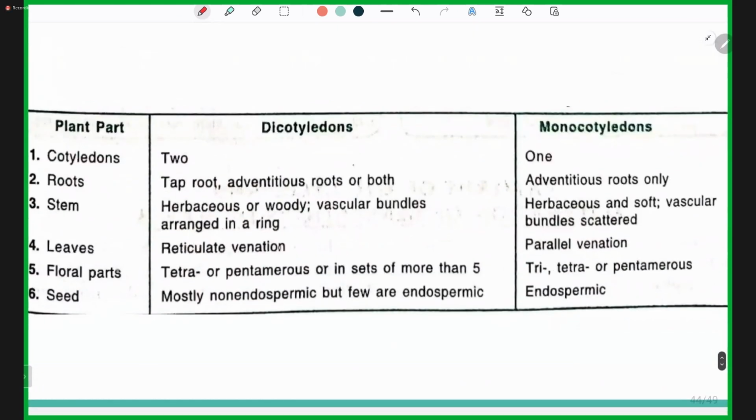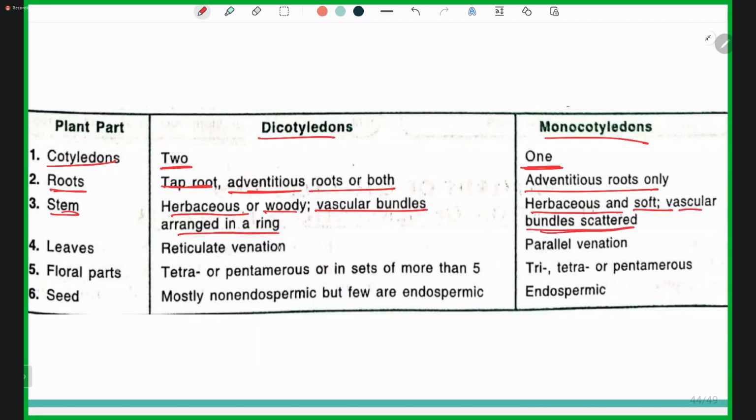The difference: if we see cotyledons, in dicot the cotyledons are two, in monocot only one cotyledon is present. Root: taproot is present, or adventitious root, or both. But in the monocot, adventitious roots are only present. The stem, herbaceous or woody, with vascular bundles arranged in a ring; but in monocot it is herbaceous and soft, and vascular bundles are scattered.